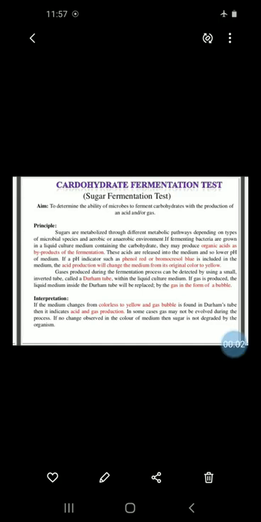Good afternoon, friends. In the last lecture, I discussed the biochemical tests for bacteria, that is the IMViC test. Today, we will see the same topic, the IMViC test. First, the carbohydrate fermentation test, that is, the sugar fermentation test.